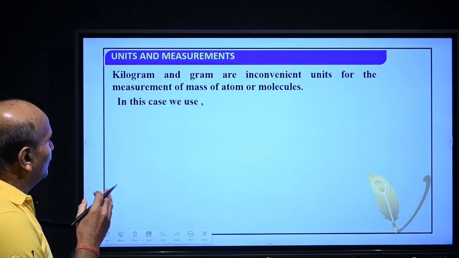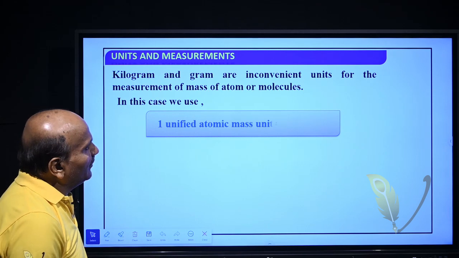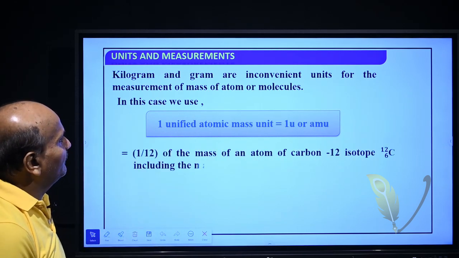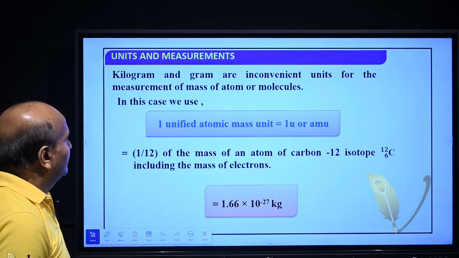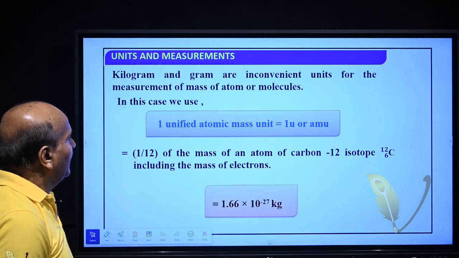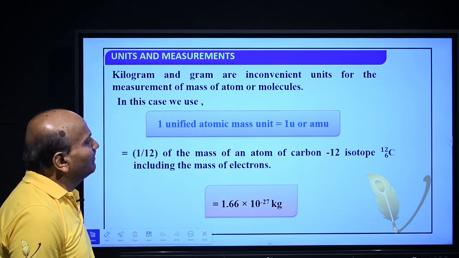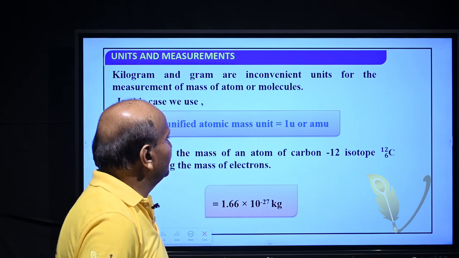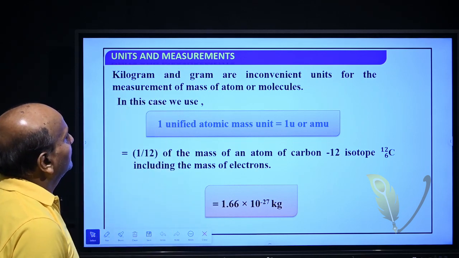Kilogram and gram are inconvenient units for the measurement of the mass of atoms or molecules. In this case, we can use the unified atomic mass unit, or 1 u, because it is a very small mass.